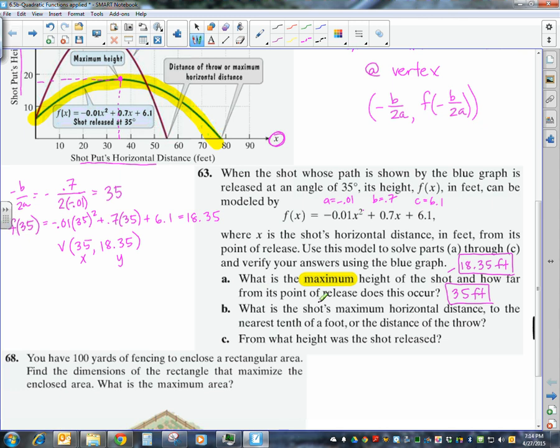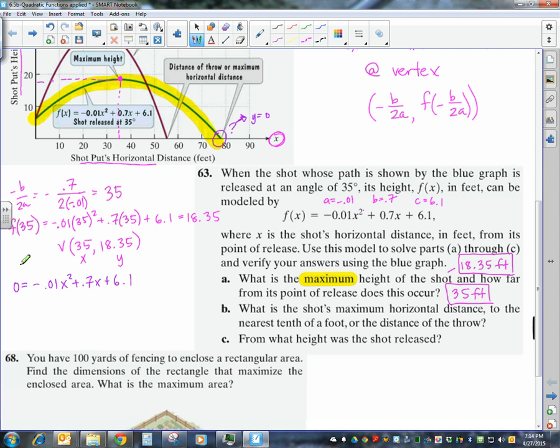The next question: what is the shot's maximum horizontal distance to the nearest tenth of a foot? In this case, they're asking how far he went. They're asking what this number is right here, how far we got to. Hopefully you remember that this happens when y is equal to 0. So I have to take this function and set it equal to 0: 0 equals negative 0.01x squared plus 0.7x plus 6.1. And I have to find out what values of x make that true.